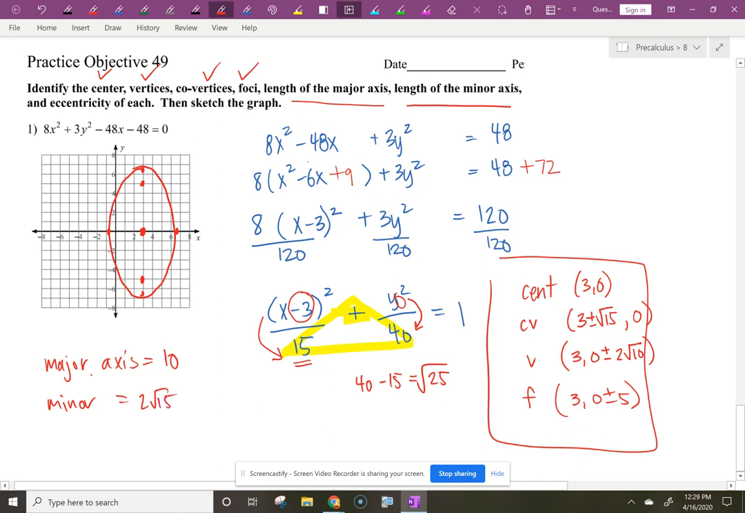And the eccentricity is c over a, right? So our c is our distance to our focus, which is 5, and a is our distance to our vertex, which was 2 root 10. And so there is our eccentricity.